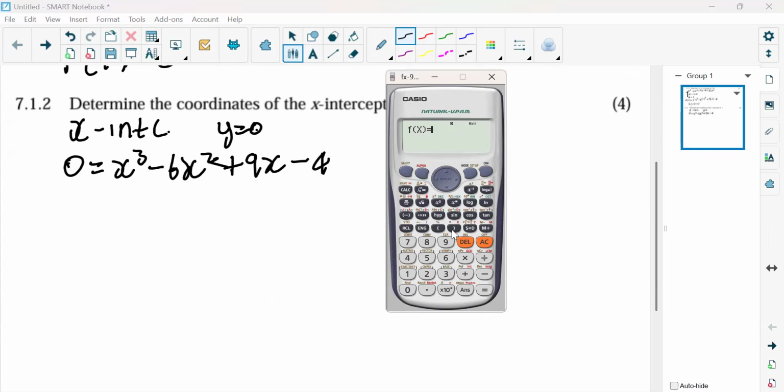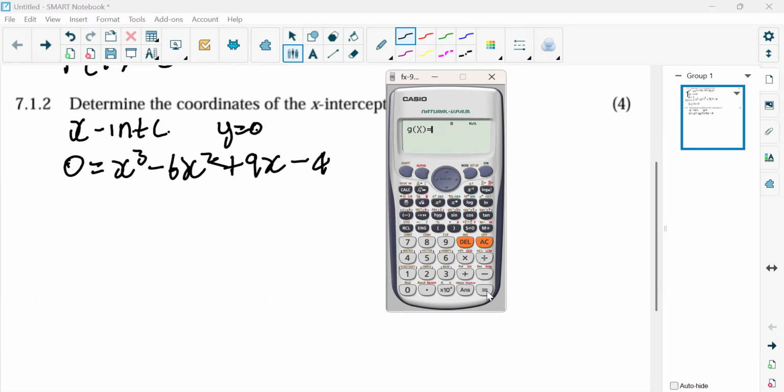Remember, we should be able to type it by using alpha. So there's shift and then there's alpha. Alpha of x to the power of 3, minus 6, alpha x, and then it's squared, plus 9 alpha x, minus 4. Just make sure that you wrote x to the power of 3. Then we press equal and it says g(x) is equal to.